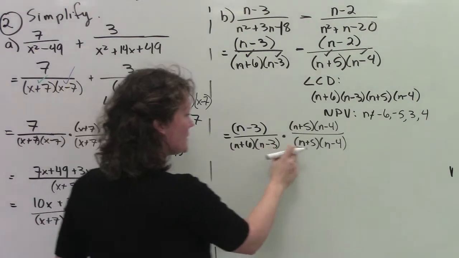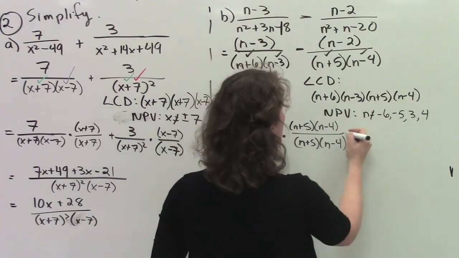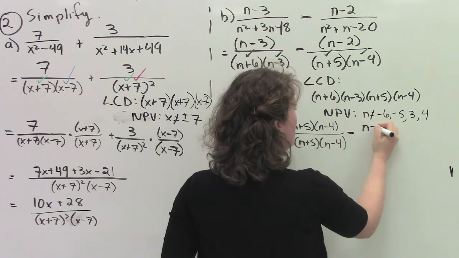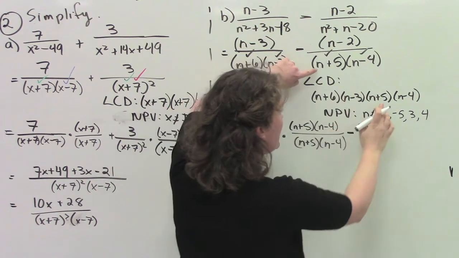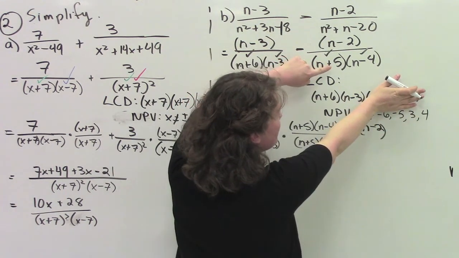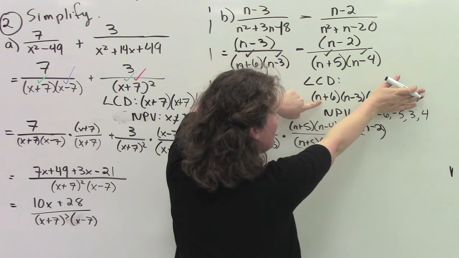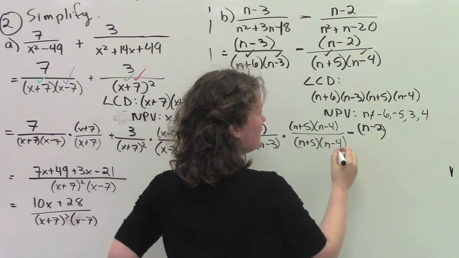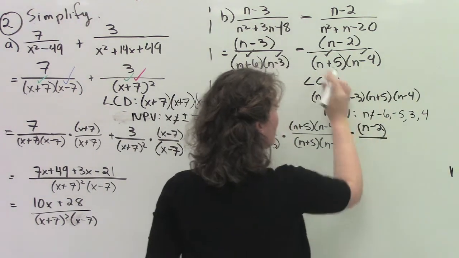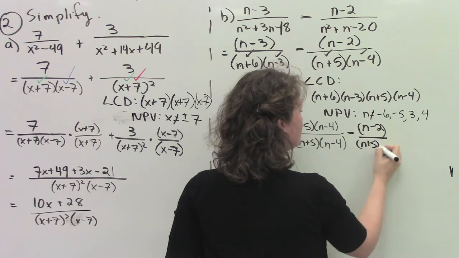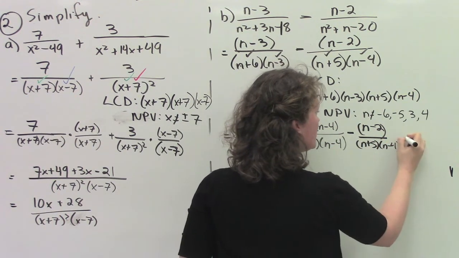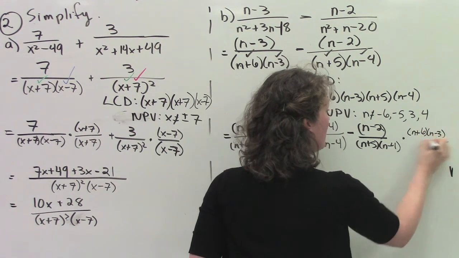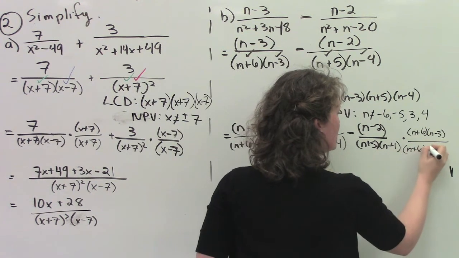We're noticing that we have this common denominator already, so that's really good. We have a subtraction sign here, minus n minus 2. Now we have n minus 5 and n plus 5 times n minus 4. So we need to multiply this one by n plus 6 times n minus 3 over n plus 6 times n minus 3. So n plus 5, n minus 4. So we multiply it by n plus 6 times n minus 3 all over n plus 6 times n minus 3.